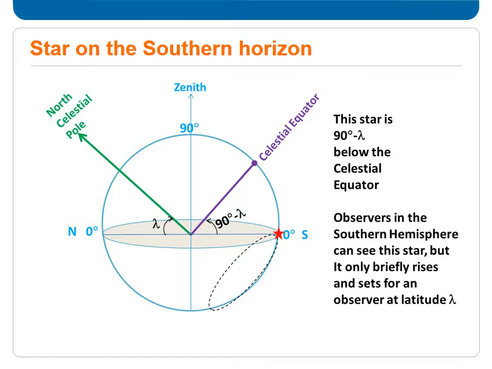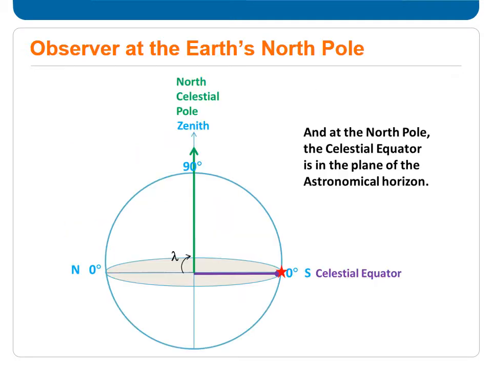The declination of a star that is just barely above the southern horizon when it crosses the north-south meridian is your latitude minus 90 degrees. Observers in the southern hemisphere can see this star, but for the northern hemisphere, it only briefly rises and sets. If your latitude is 90 degrees, then the north celestial pole is at the zenith, and both are aligned with the north pole.